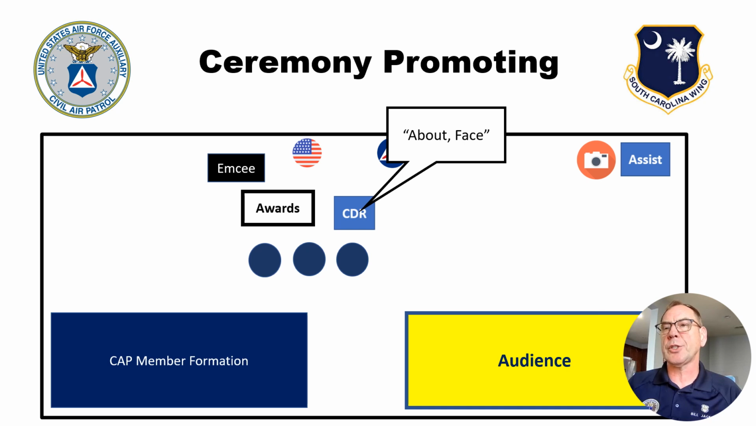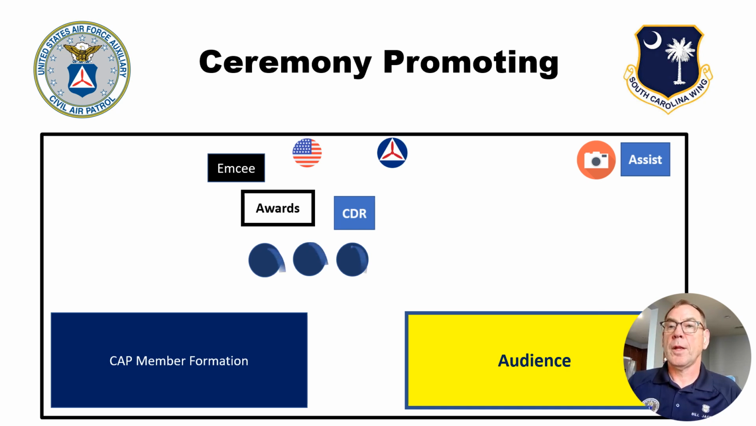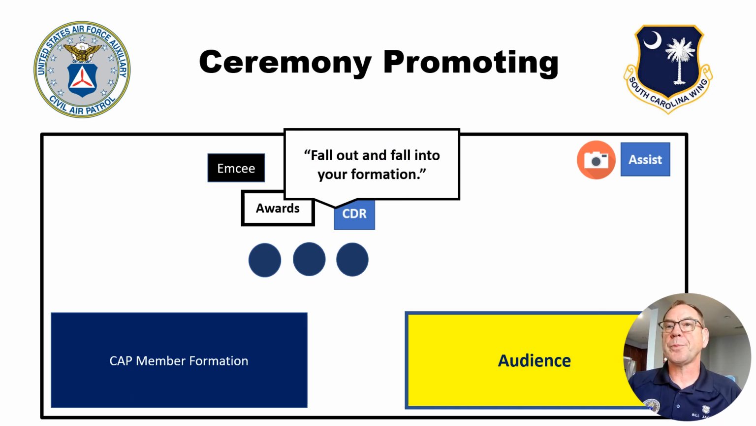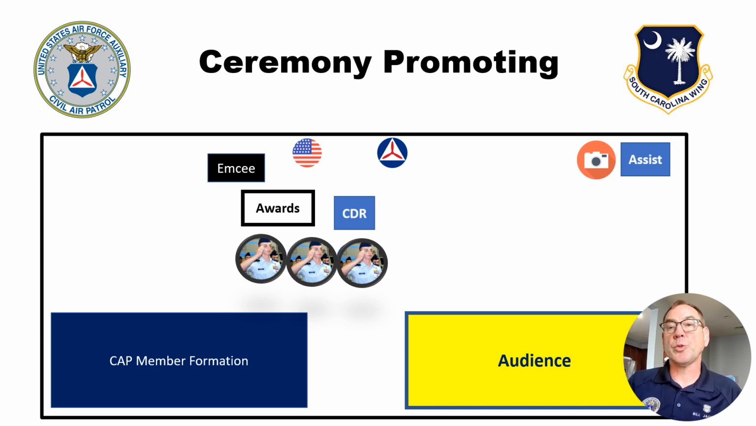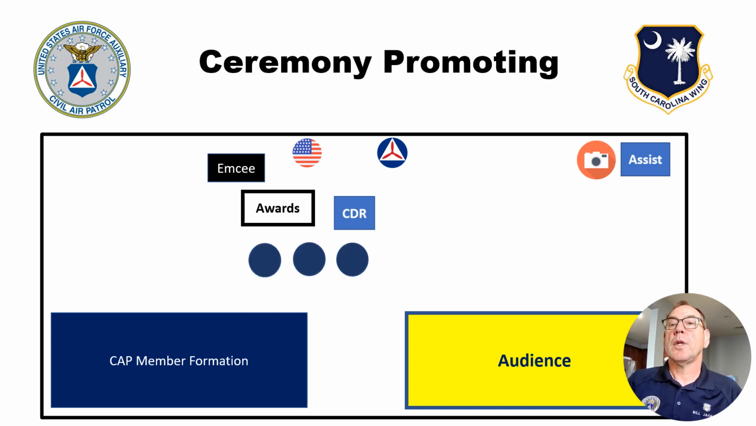In order for them to actually be dismissed, they're going to have to face the commander. The awardees or promotees will do an about face, thus facing the commander. Fall out and fall into your formation is what the commander should say. The individuals will salute. Of course, they'll take one step back first. After they salute and the commander returns their salute, they will then go back to their designated area of formation.